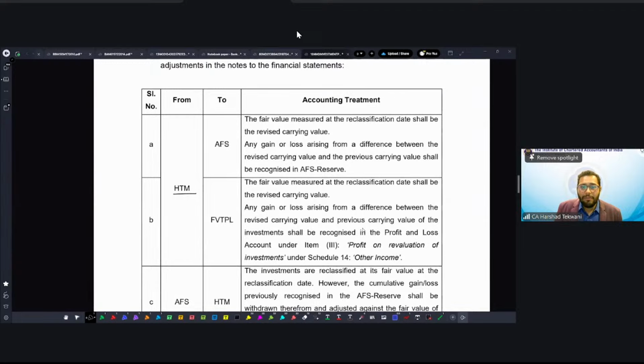And if there is a reclassification, then what is required to be done? Let's say from HTM to AFS or FVTPL. For example, fair value measured at the reclassification date shall be the revised carrying value, and any gain or loss arising from a difference between the revised carrying value and the previous carrying value shall be recognized as the AFS reserve. Similarly, in FVTPL, the difference arising shall be recognized in the profit and loss account as profit on revaluation of investment under Schedule 14 other income.